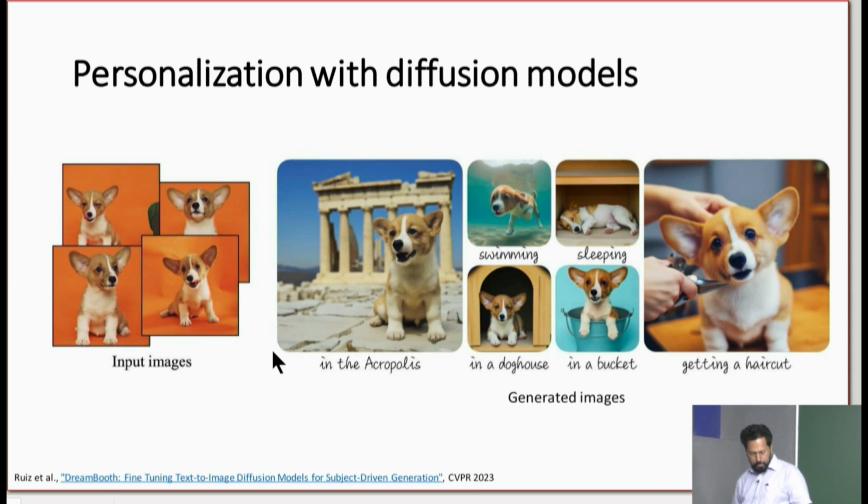Personalization with diffusion models. There is another paper, DreamBooth, that came out in 2023. What it does is, given a set of images, it extrapolates to some different environment. Let's say in the Acropolis here, you show how the dog will look if it's swimming, sleeping in a bucket, in a dog house, getting a haircut. But you have to do it only from some reference pictures, and you are supposed to generate all this for the same dog.